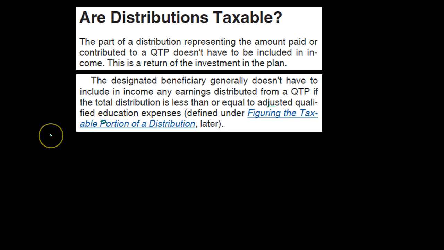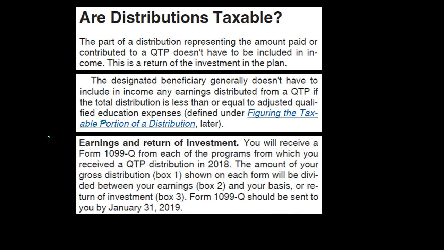So then we have the definition under figuring the tax portion of a distribution in a later part. Earnings and return of investment. You will receive a Form 1099-Q from each of the programs for which you receive a QTP distribution in 2018. So that's going to be, of course, our tax form, our 1099-Q.